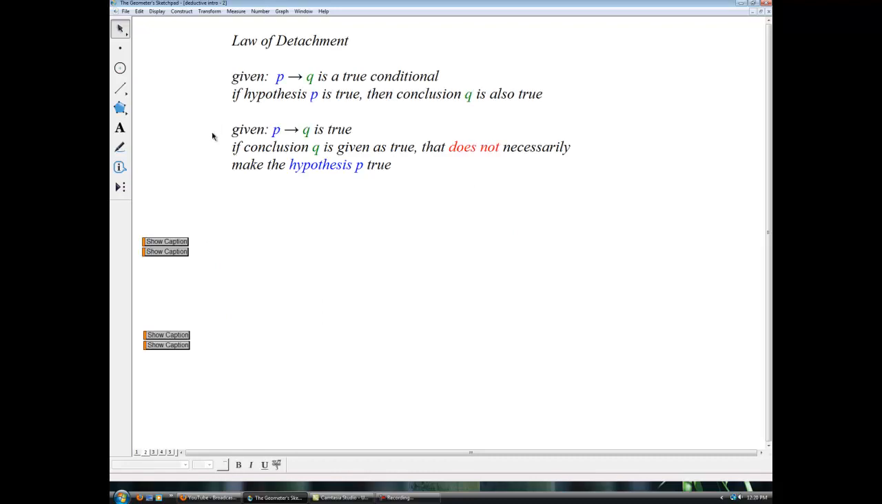In deductive reasoning, there's a law called the law of detachment. If we are given a true conditional statement, if P then Q, and then we are told again that the hypothesis is true, we can conclude that the conclusion is also true. Seems a little bit redundant when we first read about this law. So let's look at an example.